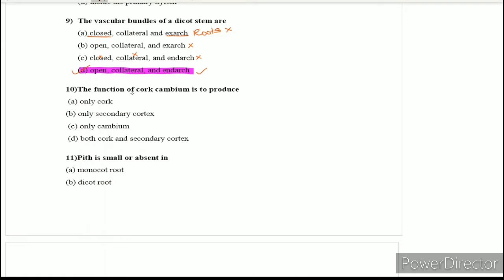Next question. The function of cork cambium is to produce only cork, only secondary cortex, only cambium, and option D is both cork and secondary cortex. The function of cork cambium is to produce both cork and secondary cortex. So option D is the correct answer.